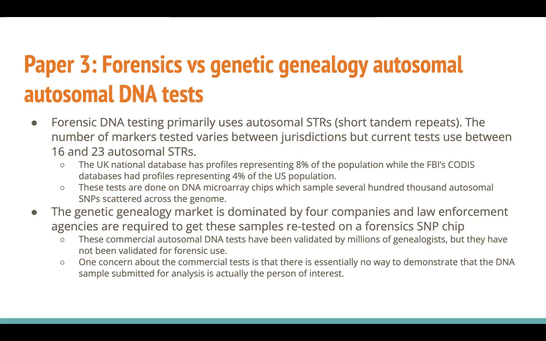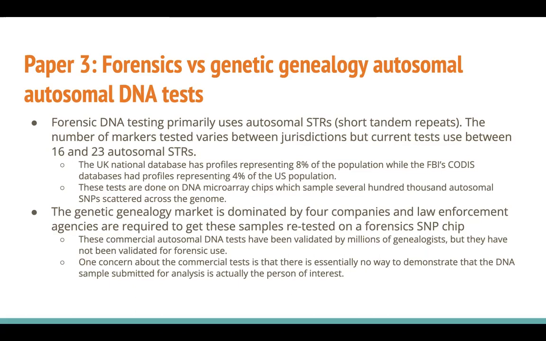So when law enforcement are using this DNA and solving crimes, they are required to get these samples retested on a forensics SNP chip. And these commercial autosomal DNA tests have been validated by millions of genealogists, but they have not been validated for forensic use. So it's important for them to go back and retest these samples to make sure that the accuracy of the data will work for the case.